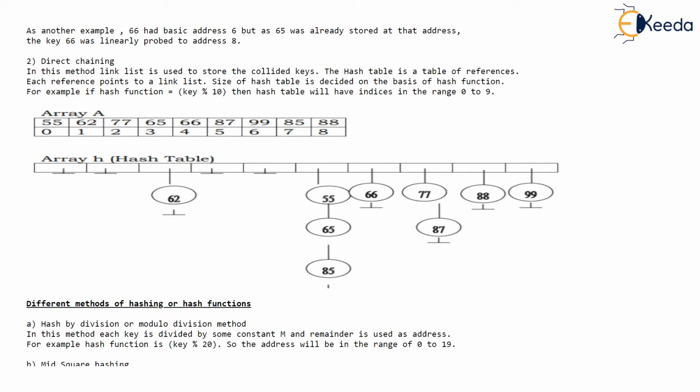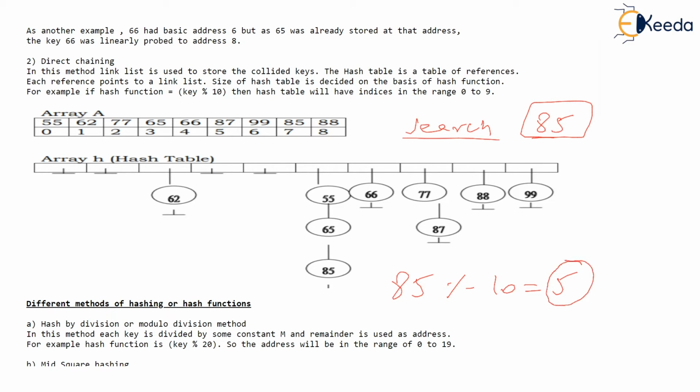Now let's search a key 85. I purposely took this key 85. So how will you search 85? First of all, apply the hash function. 85 % 10 is 5. So if 85 has to be there, then 85 must be at the fifth address of the hash table. So we simply go to the fifth address of the hash table and we will search 85 in this linked list, isn't it? Awesome. And we get 85, isn't it?